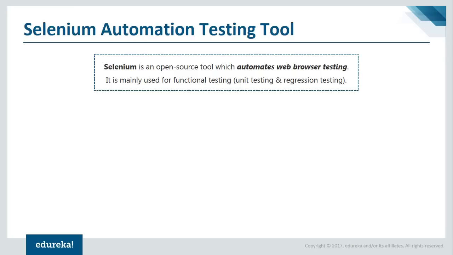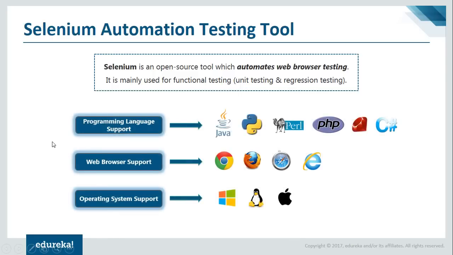So Selenium is basically an open source tool which automates web browser tests. All right, and it's probably the best and the most popular tool, and it's widely adopted for automating test scripts, and because of that reason it has found its place in the DevOps lifecycle. And there are three important reasons why Selenium is the best among other automation testing tools, and those three reasons are its programming language support, its web browser support, and its operating system support. So when it comes to programming language support, you can write Selenium scripts in all of these popular languages like Java, Python, Perl, Ruby, C Sharp, or even PHP.